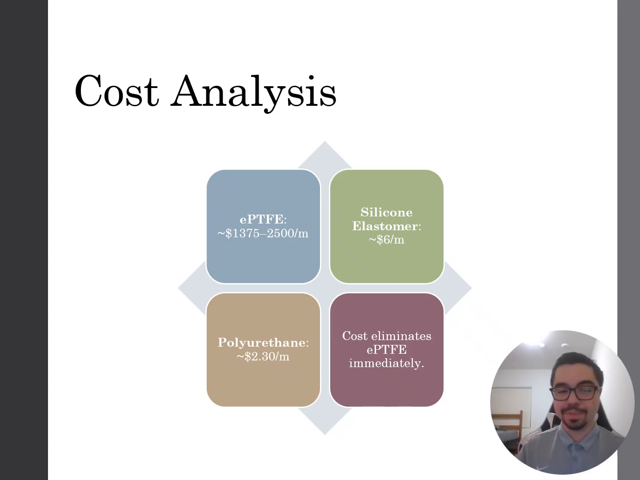Starting with EPTFE, it is very, very expensive, around $1,375 to $2,500 a meter, depending on the vendor. This is multiple orders of magnitude over the silicon elastomer and polyurethane, which are around $6 a meter and $2.3 a meter, respectively. So the cost instantly eliminates the polytetrafluoroethylene. Despite having slightly higher strength and other material properties, it's absolutely not worth the multiple orders of magnitude higher cost. So that just leaves us with the silicon elastomer and polyurethane.